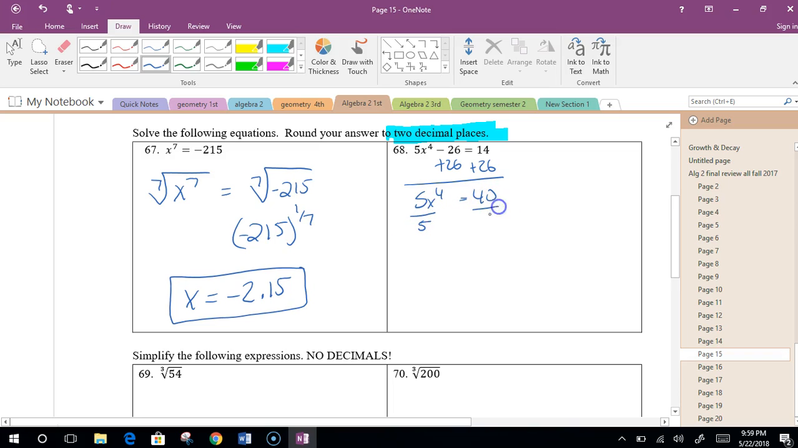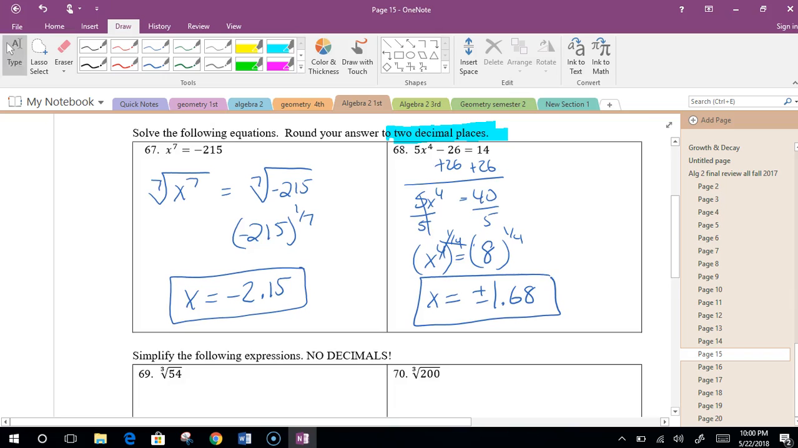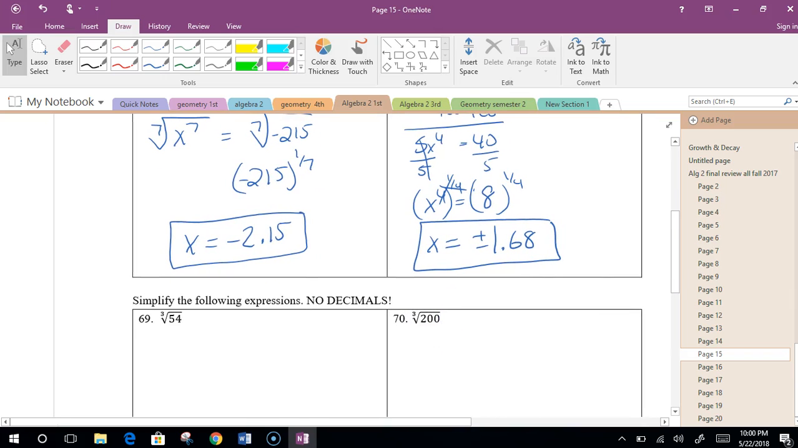For number 68, we need to add 26 to both sides, so we get 5x to the 4th equals 40. Divide it by 5. We have x to the 4th equals 40. So now the easiest thing to do would be to raise both sides to the 1/4 power. That would cancel and leave us with x equals 40 to the 1/4, which we would put in our calculator. I'm sorry, not 40 to the 1/4. Sorry, y'all. That would be 8. And 8 to the 1/4 would actually give me plus or minus 1.68. And again, because we're not all working on the same calculators, we may or may not see those questions.